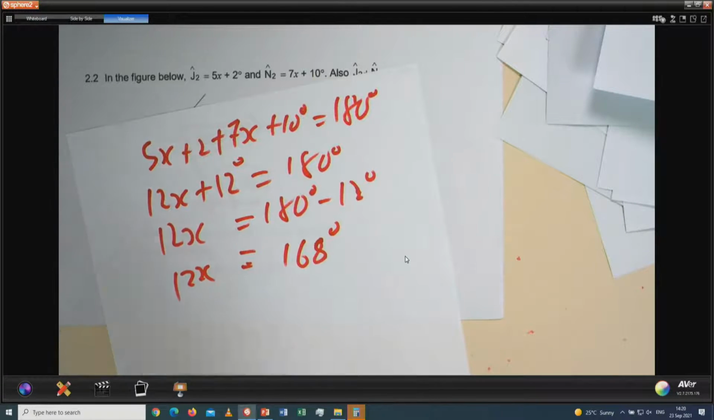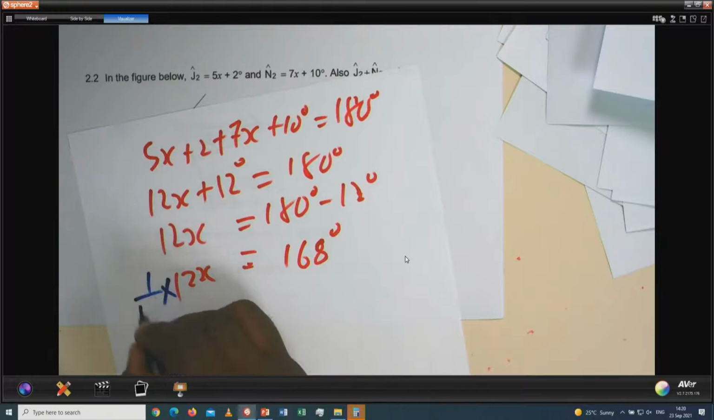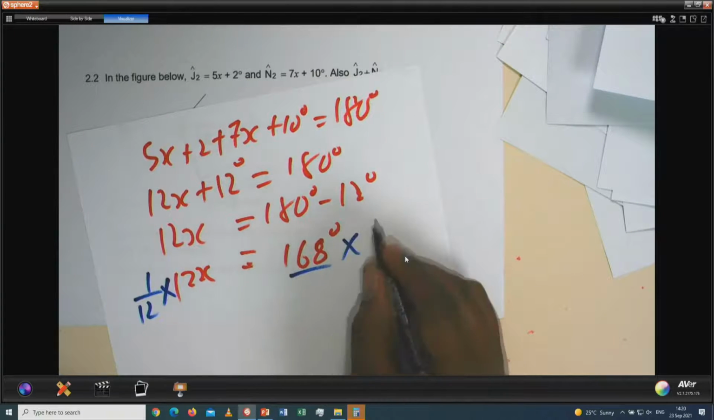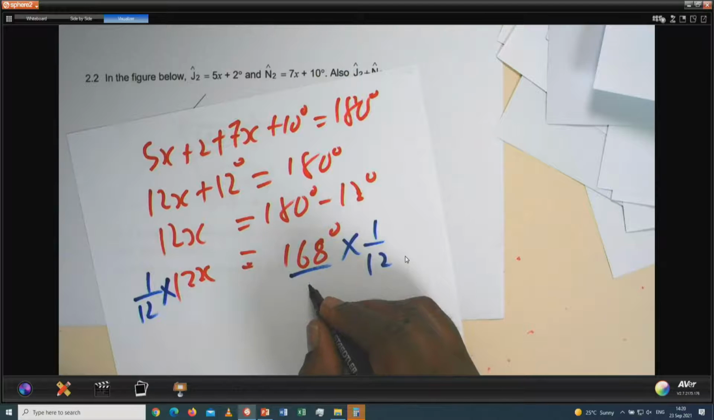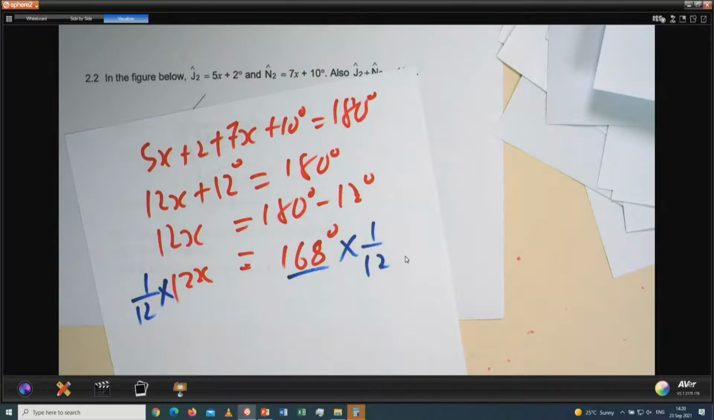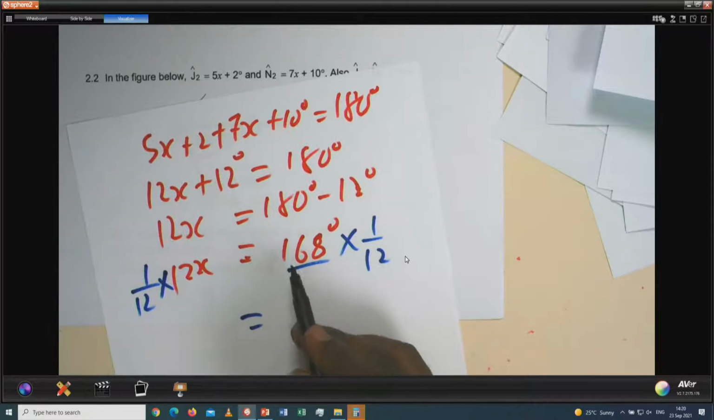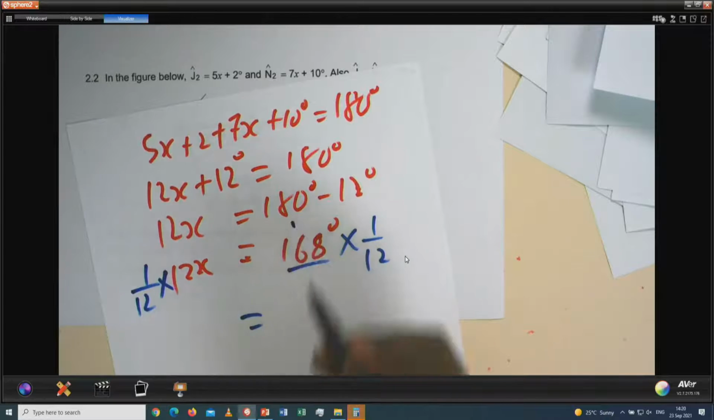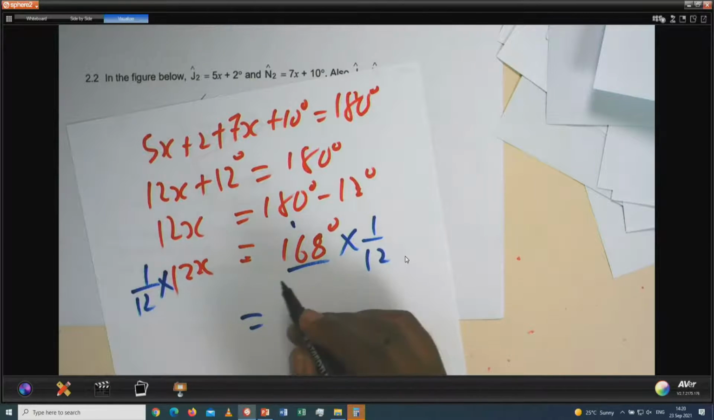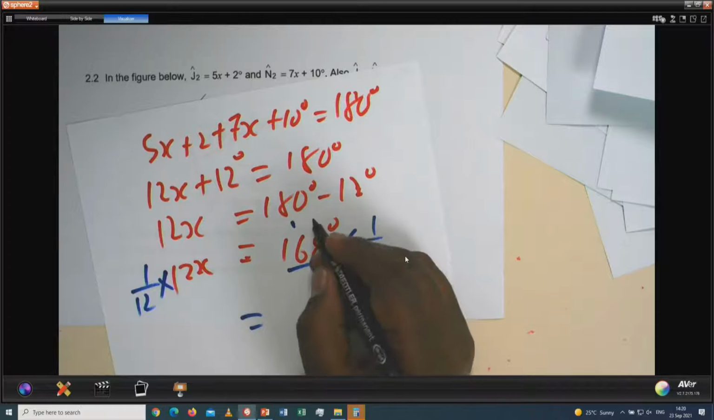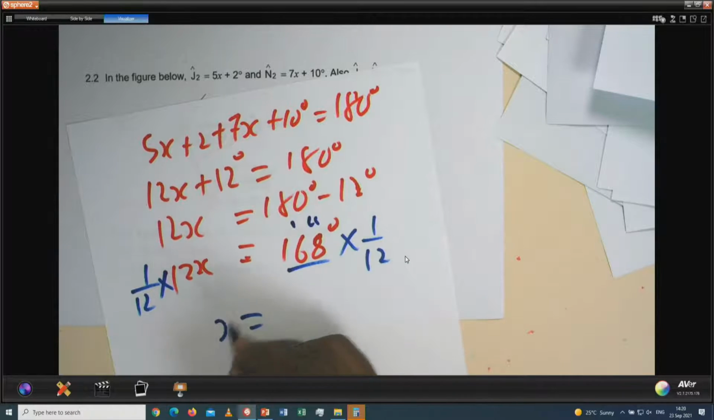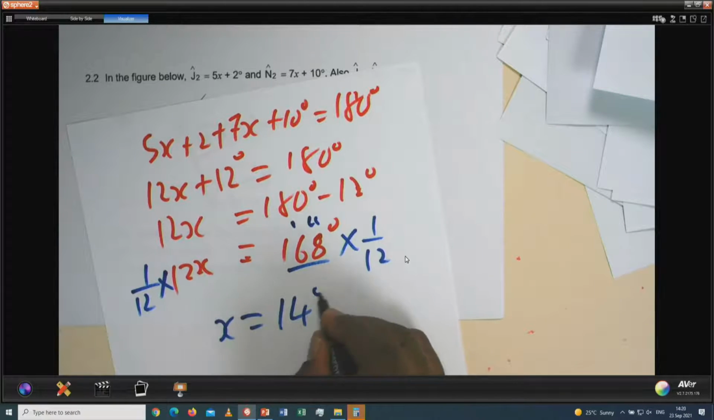You inverse. You still remember we are interested in x. Therefore, how many 12s in 16? 1. What is left? 4. How many 12s in 48? 4. Therefore, your x is 14 degrees.